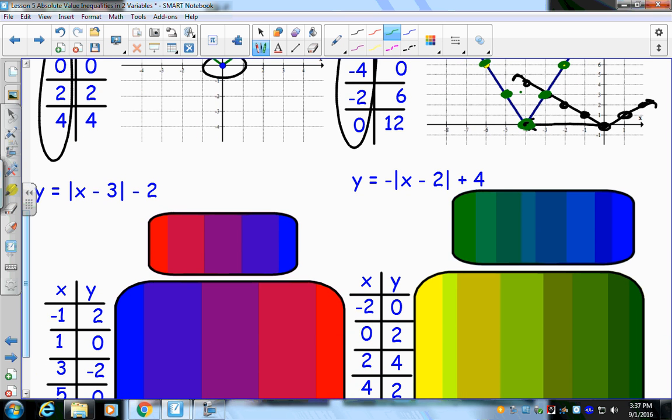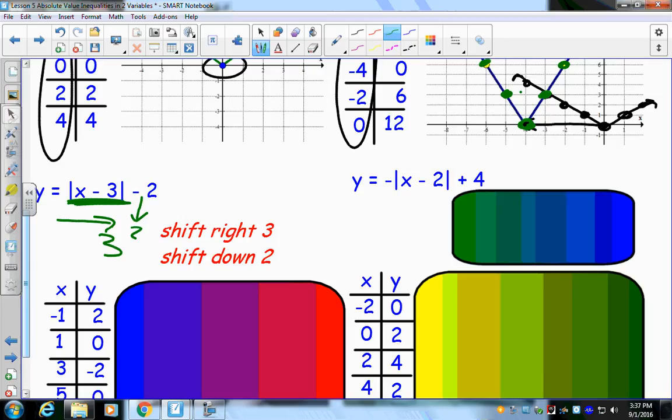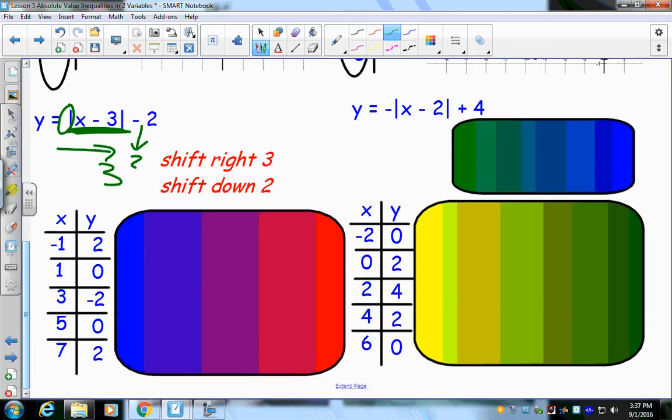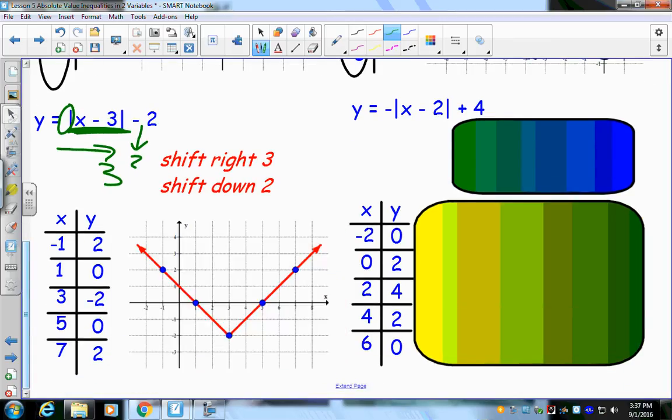Let's look at this example next. Once again, you can use your table. You'll notice inside is a negative 3, going the opposite direction. So I'm going to move right 3, and then I'm going to move down 2. There is no number in front, so I don't need to worry about stretching or compressing it. I can go from the center point and shift my graph to the right 3 and down 2. Here's my original center point. Always start at the origin, move it 1, 2, 3 to the right, down 2. That is my new vertex. There is no number in front, so I can just use my pattern of up 1 and over 1 to the right, up 1 and over 1 to the left. And that's how I get my V.